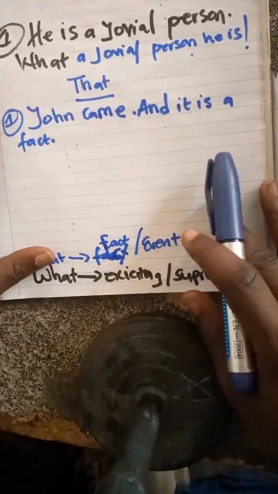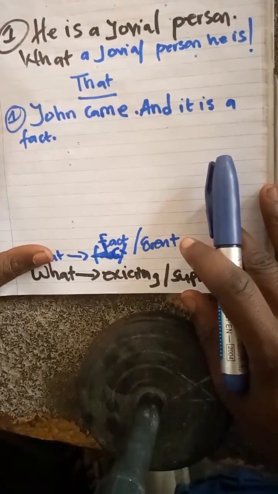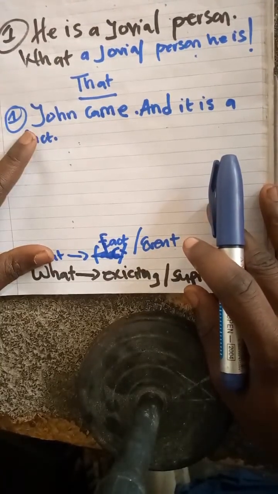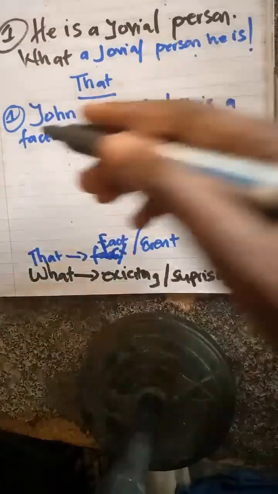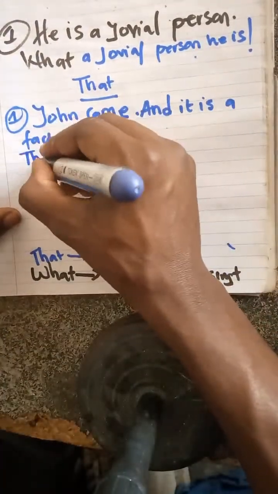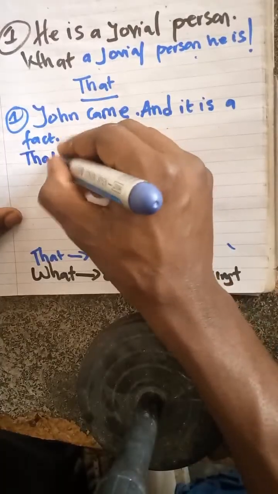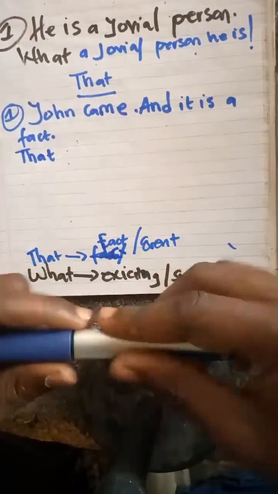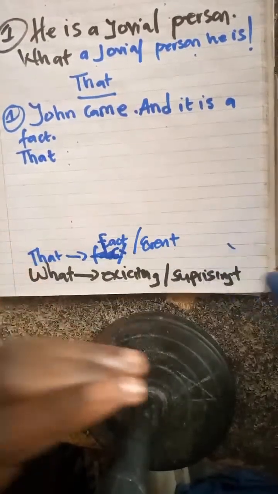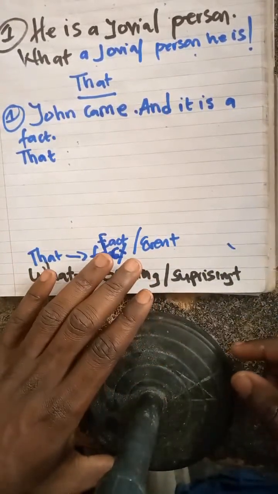Now if we check our question the way it is, it reads, "John came and it is a fact." Now the question says begin "that." You've seen? Who can try this before I even answer it? John came and it is a fact.